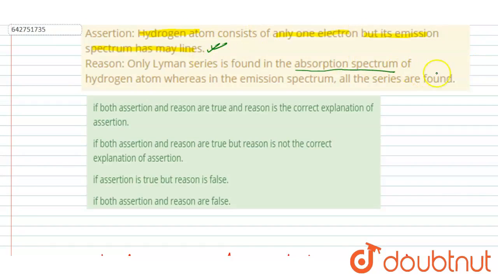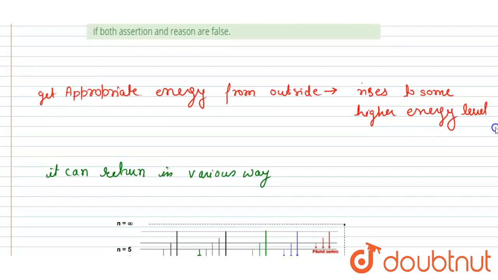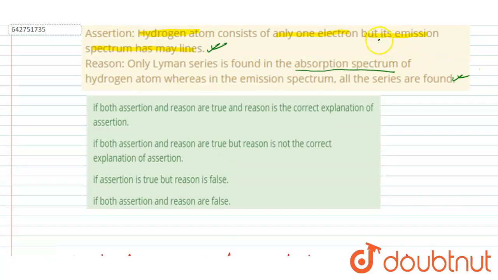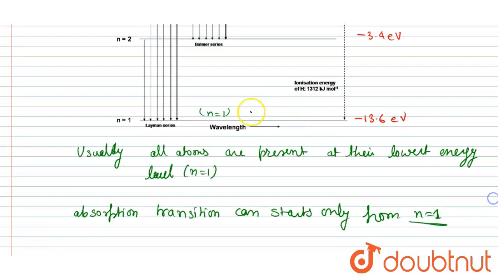But the reason is not a correct explanation for the assertion. As we know, the electron gets the appropriate energy from the outside and jumps to some higher energy state, and after jumping, when it returns, it could return in various ways. That's why in the emission spectrum many lines are formed. But in the absorption spectrum, the transition starts from only n equals 1, so only the Lyman series will form.